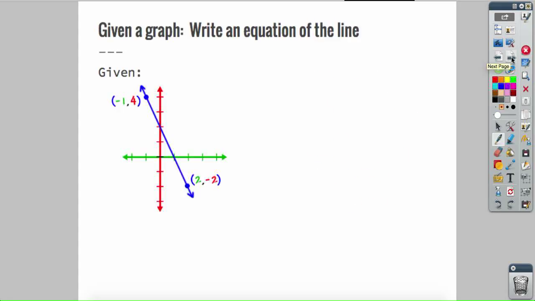So go ahead and look at this graph, give it a try, see if you can write the equation, hit pause, and when you're done, go ahead and hit play and see if you have gotten it correct.